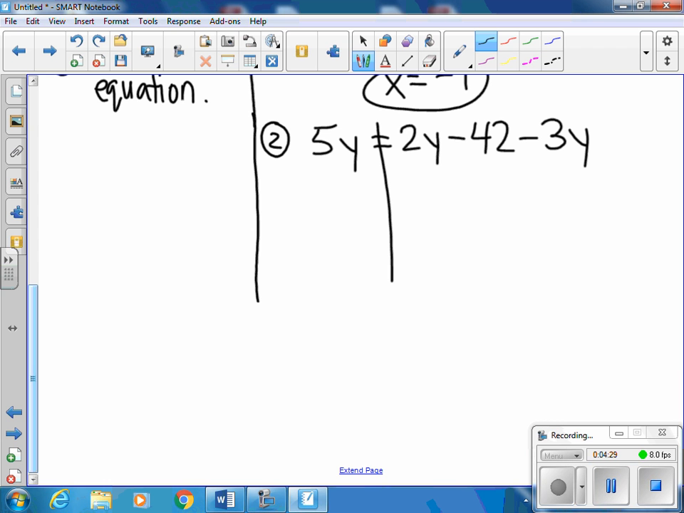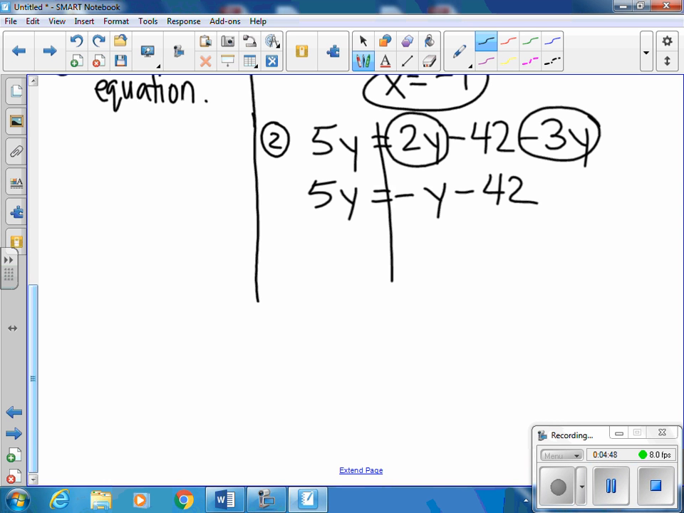Distributing doesn't need to happen because there's no parentheses. All right, combining like terms. If you look on the right-hand side, there are some like terms that we can put together. We can put 2y minus 3y together. And 2 minus 3 is going to make negative 1y and bring down minus 42. On the other side, you're still going to have 5y.